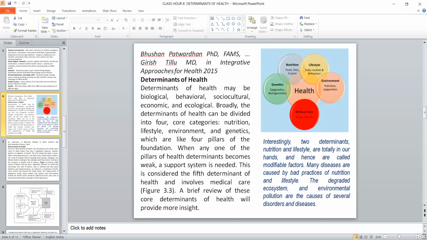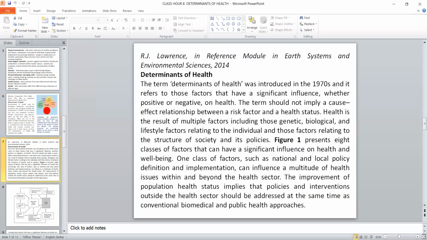And he mentioned in his conclusion, there are major factors: biological, behavioral, social, cultural, economical, and ecological. These factors definitely determine health, which is divided into four categories: nutrition, lifestyle, environment, and genetics. Joined together, we can make a perfect health system. That's what he concluded in his research.